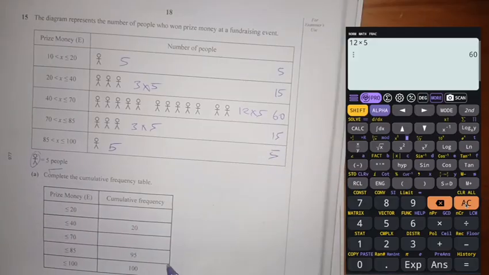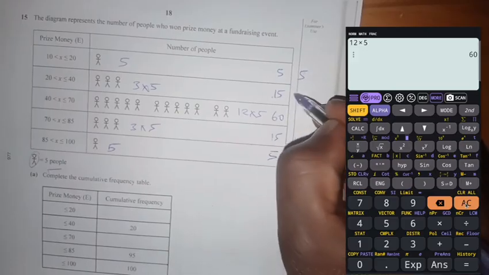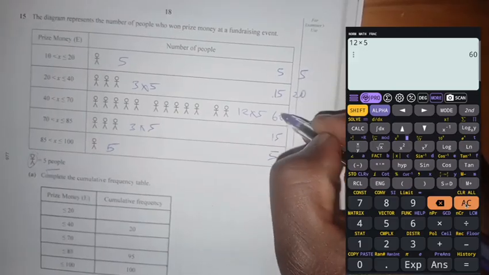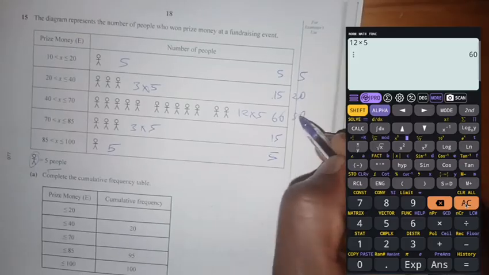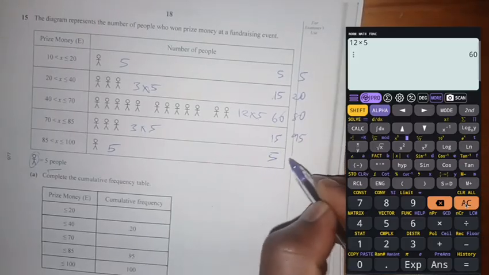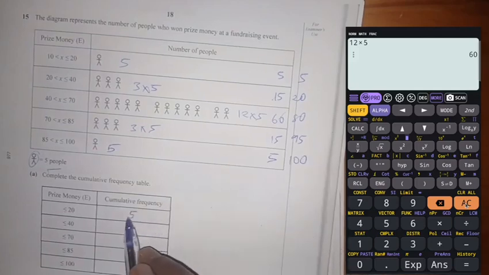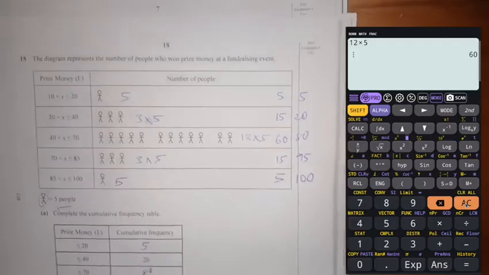Now you are required to complete the cumulative frequency. The first one is going to be 5. 5 plus 15 is 20. 20 plus 60 is 80. Now 80 plus 15 is 95. 95 plus 5 is 100. So what's missing is 5, 20, 80, like that. Next question.